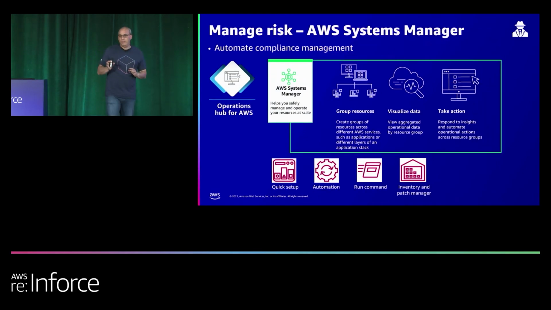There's a couple of other components that are important in that first line of defense. I'm not going to spend too much time on them, but I encourage you to learn more about Systems Manager, and specifically these 4 features that you see at the bottom: Quick Setup, Automation, Run Command, and Inventory Patch Manager. They're part of that first line of defense and allow you to define those controls and mitigate risk. And also, an important part is automation that allows you to remediate a non-compliant resource.